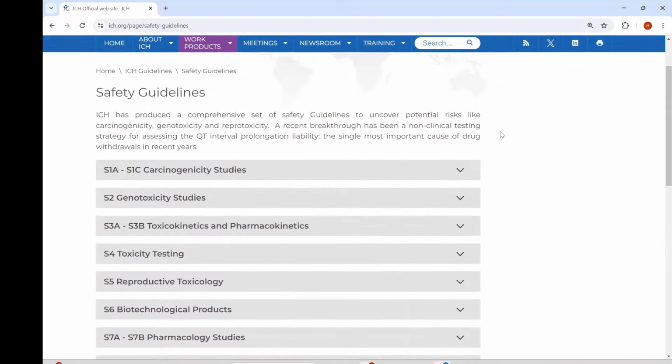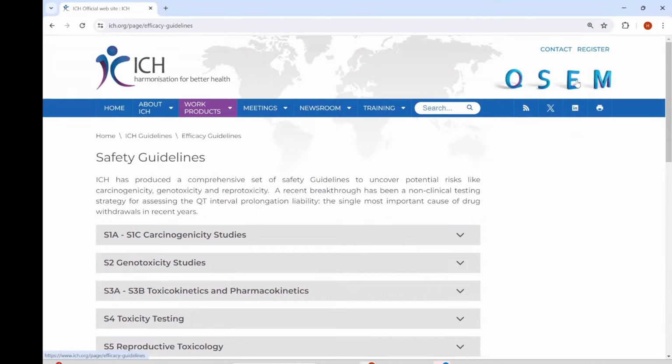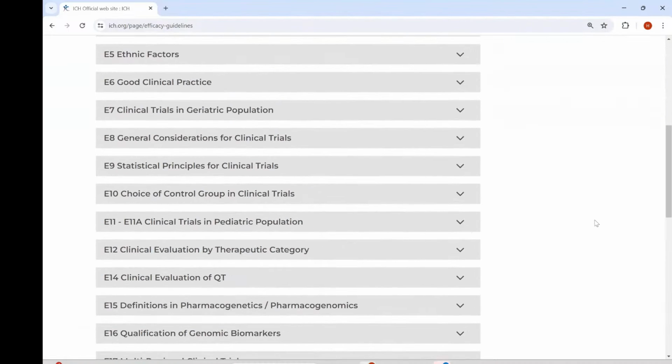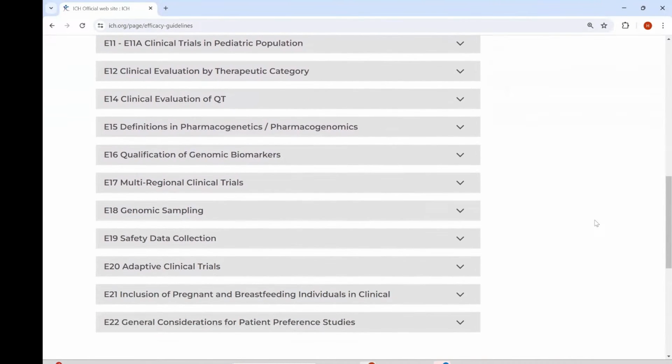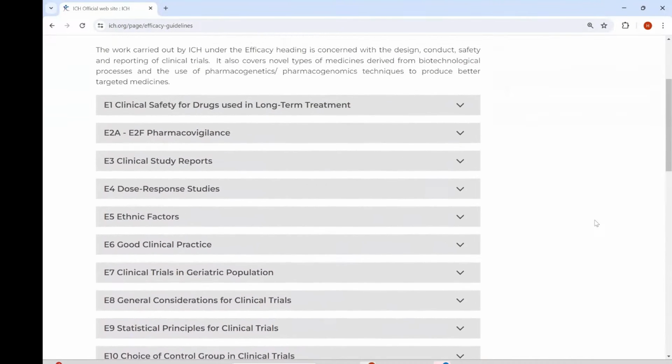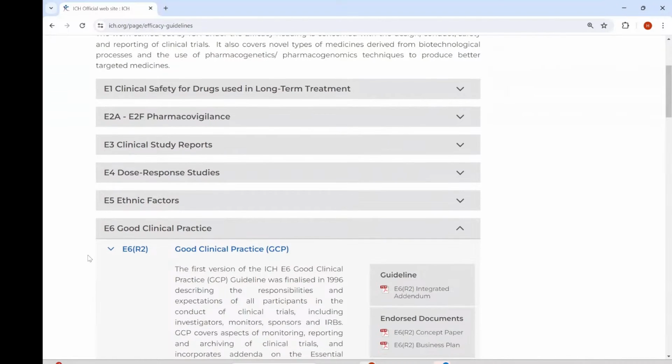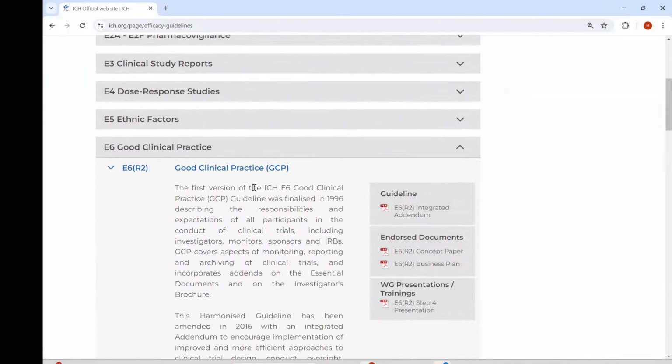Coming to efficacy guidelines, there we can see the exact guidelines. Though there are quality and safety guidelines, these are not completely applicable for clinical trials. Efficacy guidelines have somewhere around 22 guidelines. In this, the main E6 guideline stands as good clinical practice. So this is the good clinical practice guidelines.